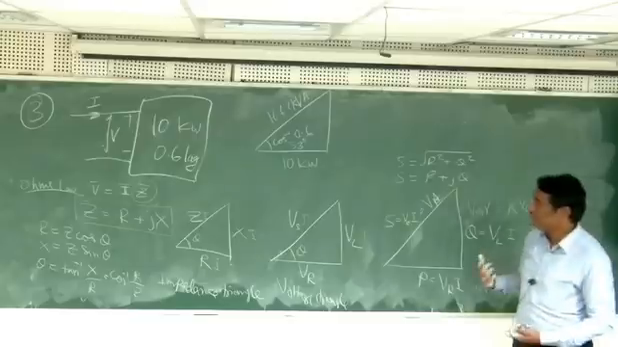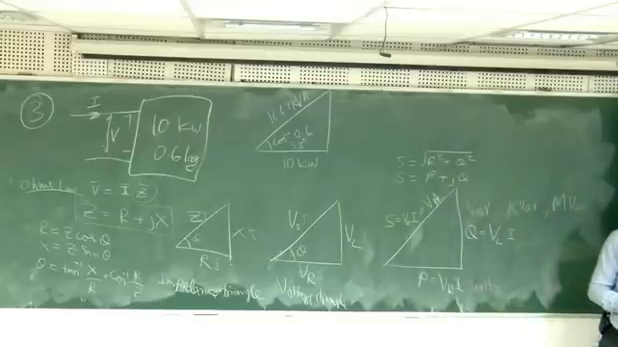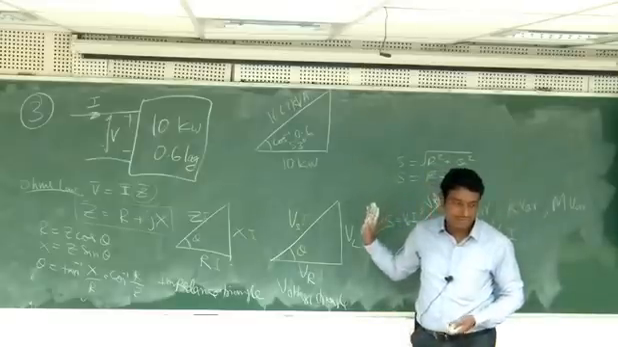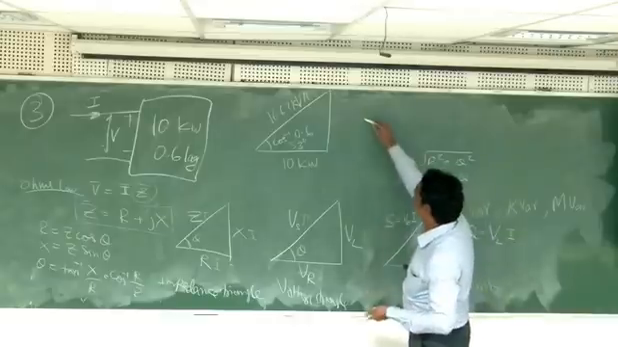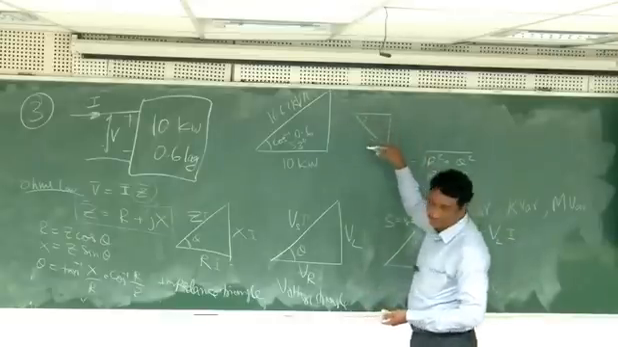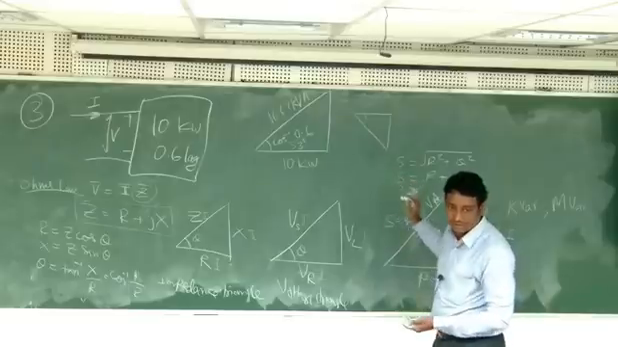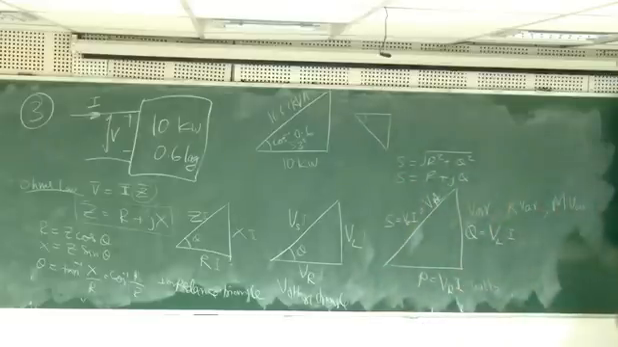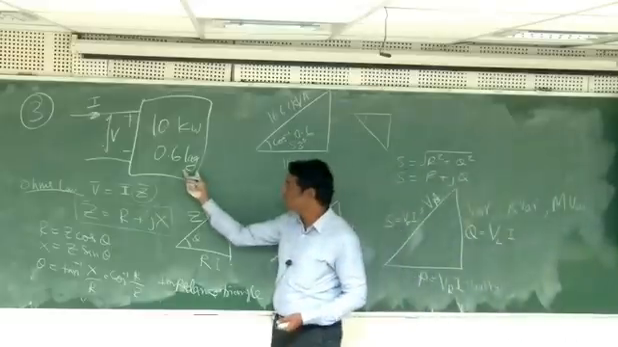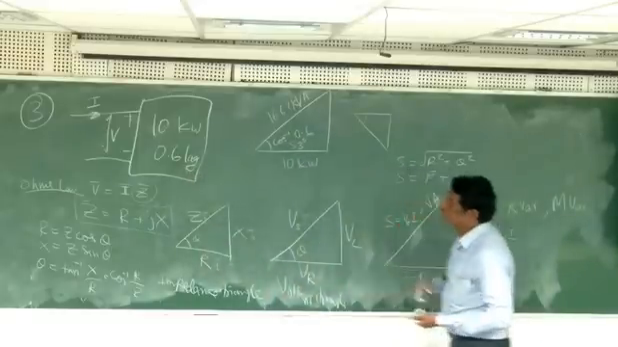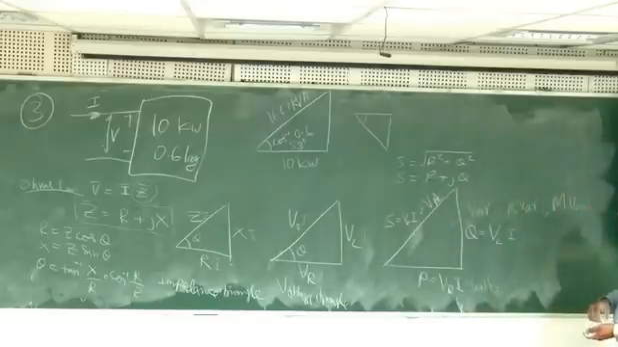Good question. What if 0.6 lead is given in the question? In that case, the triangle will still be the same, but if you don't want to be confused, you can draw the triangle something like this, where the angle will be minus and so on. You can draw like that. The current is lagging the voltage. It's an inductive load, therefore.